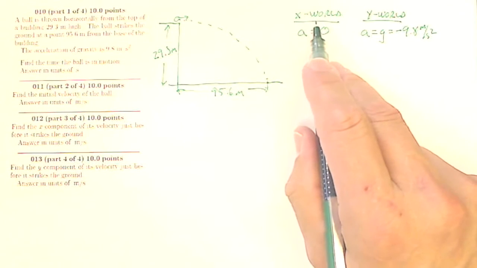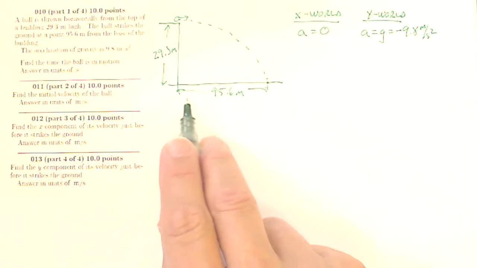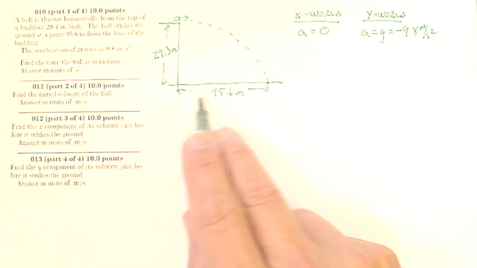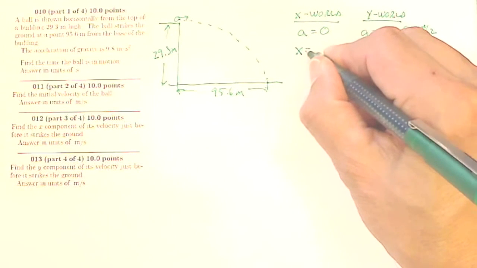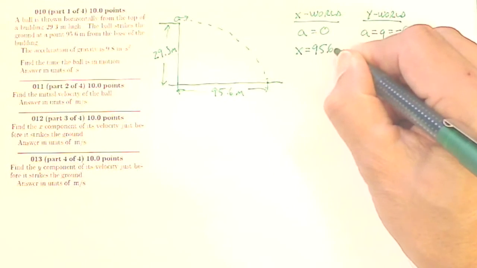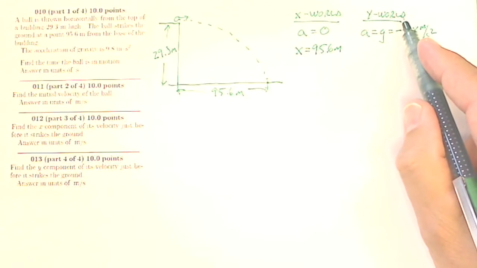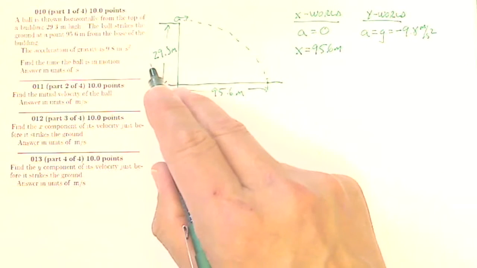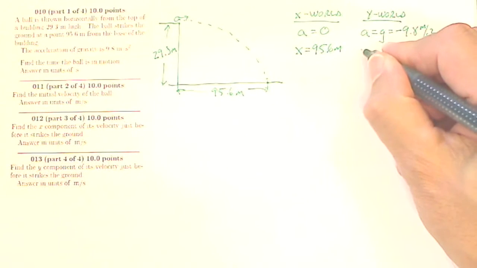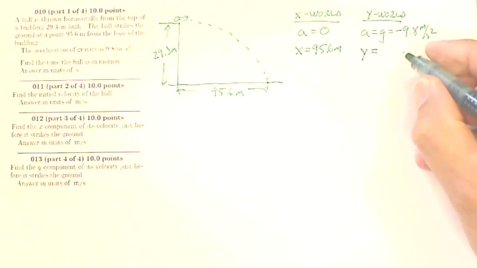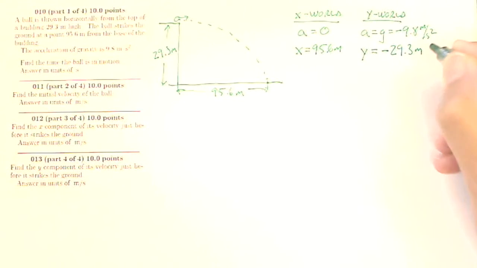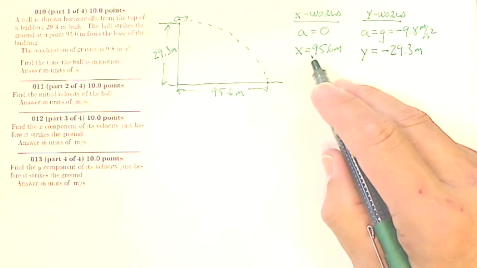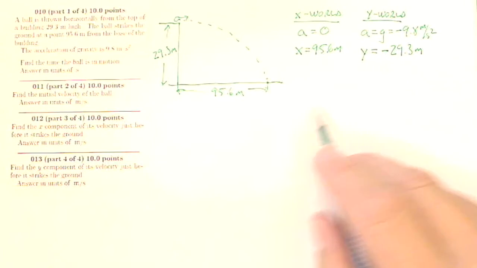What else do I know? I know that in the x world, there's 95.6 meters that it's going to travel horizontally. So I know that x equals 95.6 meters. In the y world, I know that it's going to fall 29.3 meters. So I know my displacement in the y world is going to be negative 29.3 meters. It's going to fall down that far. I know my acceleration, my distance.